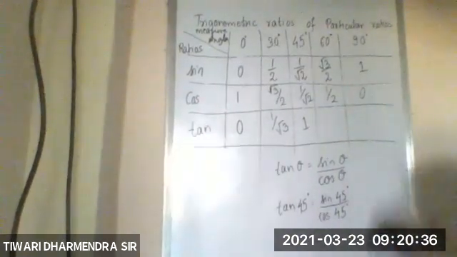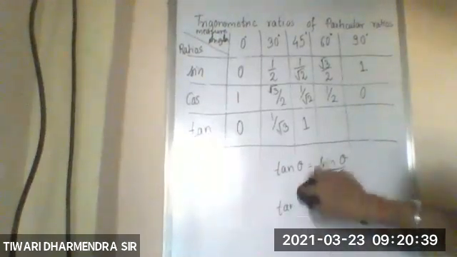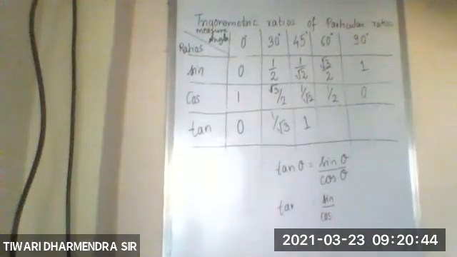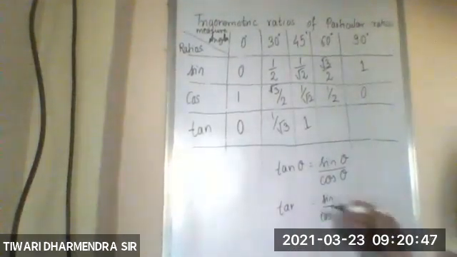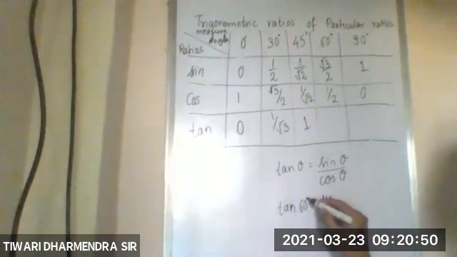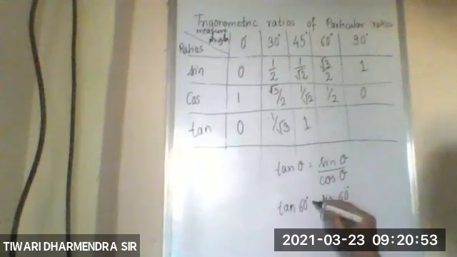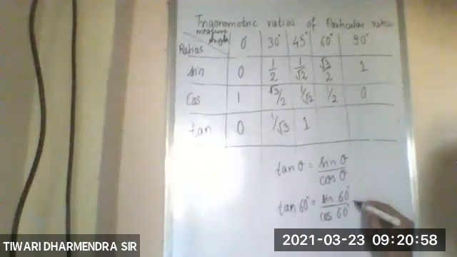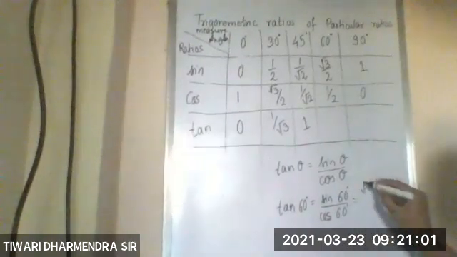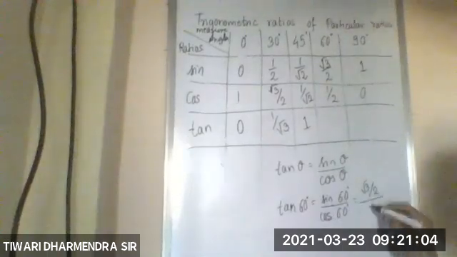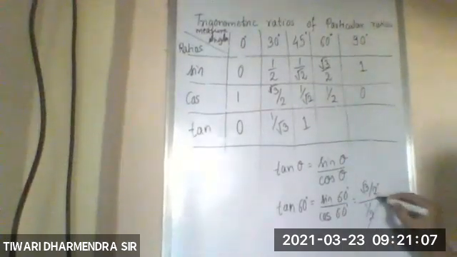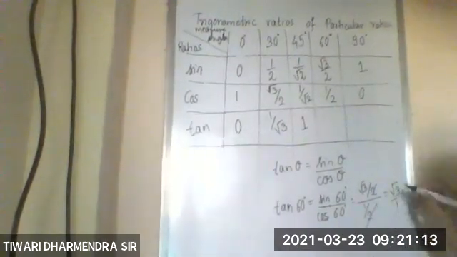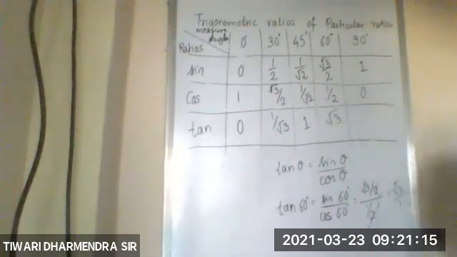Next, tan of 60 degree. Tan of 60 degree is equal to sine of 60 degree divided by cos of 60 degree. Sine of 60 degree is root 3 by 2 divided by 1 by 2. 2 gets cancelled. What remains? Root 3. Root 3 divided by 1, which is root 3. We'll write here root 3.